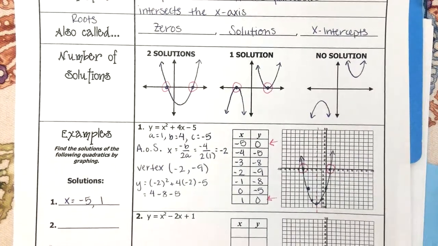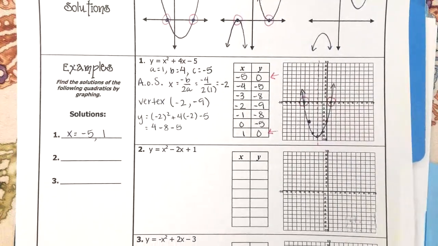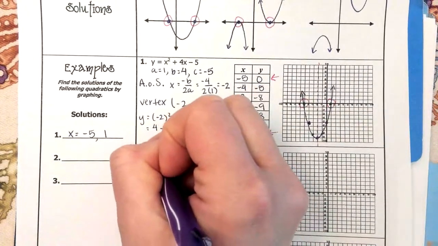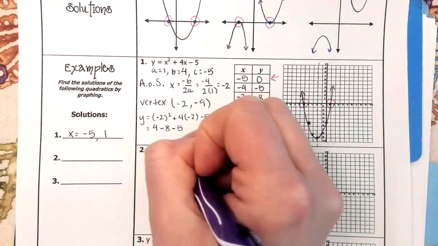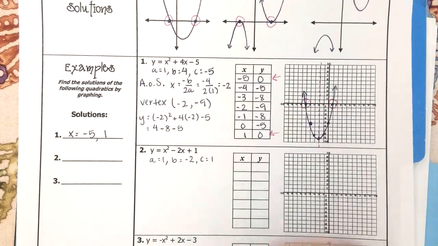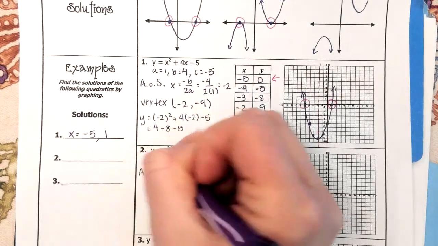Doing the same thing in the next one. I start by identifying my a, b, and c. So here, a is 1, b is negative 2, c is 1. Then I find my axis of symmetry.